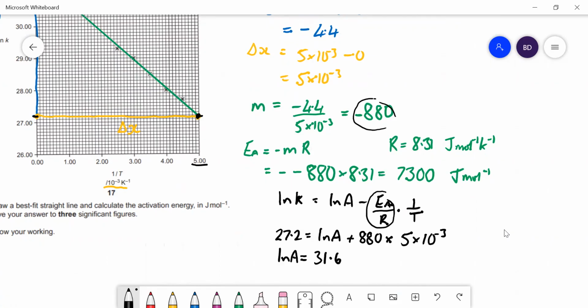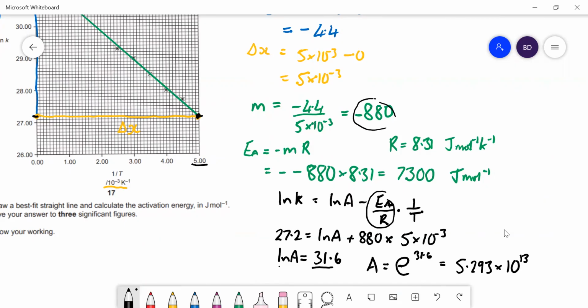Okay, so now we need to find out what A is. So A is equal to the anti-log of this number. So you do shift log on your calculator. So e to the power of 31.6, which is a very big number. It is 5.293 times 10 to the 13. That is the answer there.